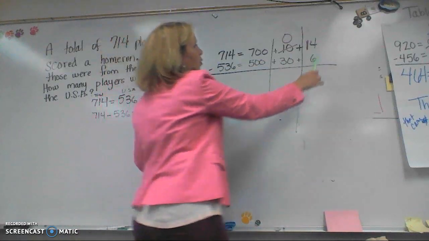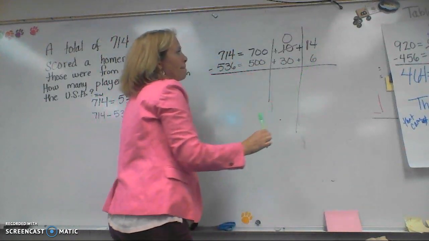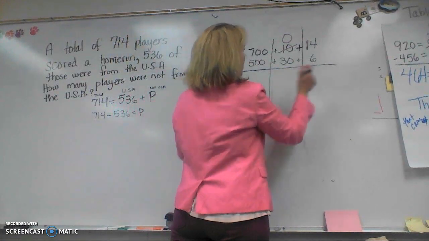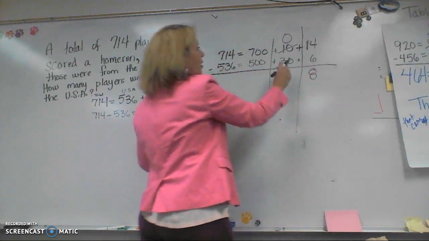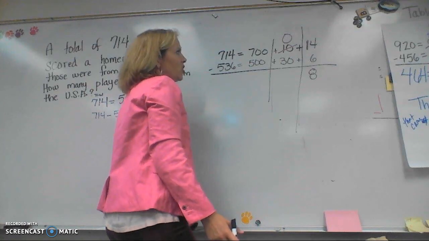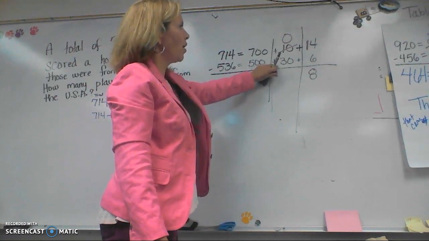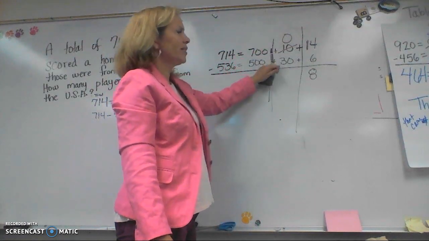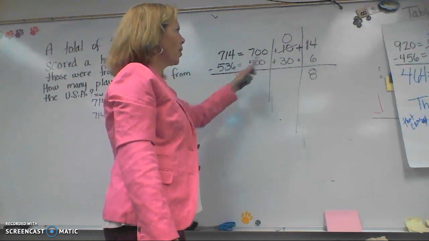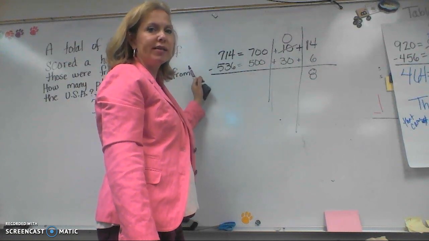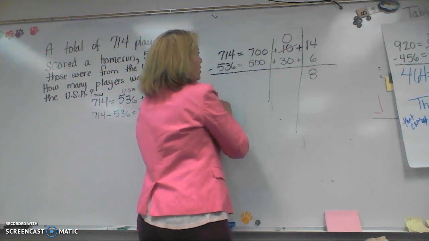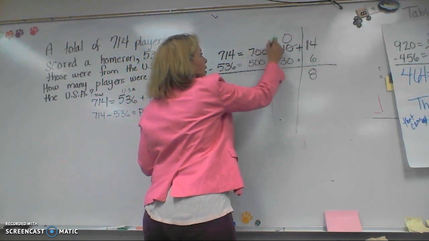Okay? 14 minus 6. That's 8. Put my answer here at 8. Now I'm going to come next door. Wow, this is a challenging problem. Now I have no players and I have to take 30 players away. Well, you know what? Just like we regrouped with that 10s place, we're going to regroup again with our 100s place. So this time we're going to come to our 100s place.